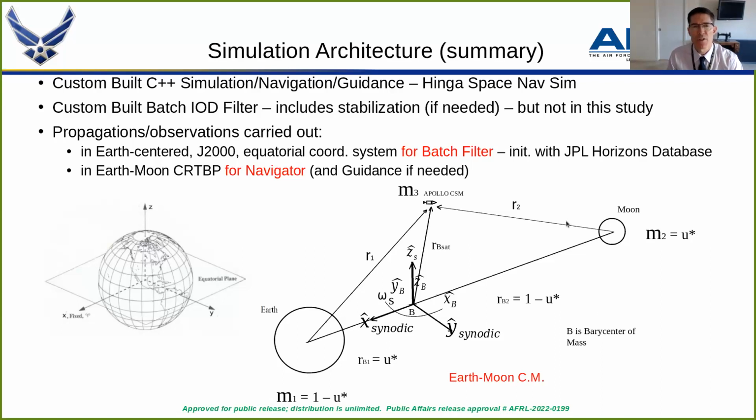So all propagations are carried out in the J2000 frame in the batch filter, and for the navigator, things are carried out in the CR3BP. On the left side, you see a little picture of the ECI. On the right side is a typical picture of the CR3BP. This diagram I got out of Vallado, and it describes the Earth-Moon system.